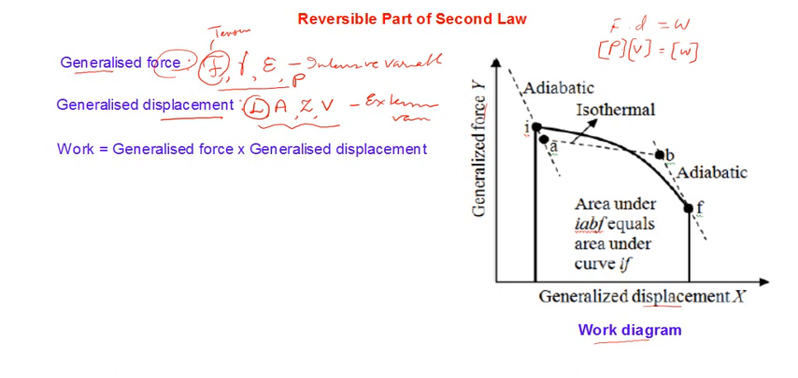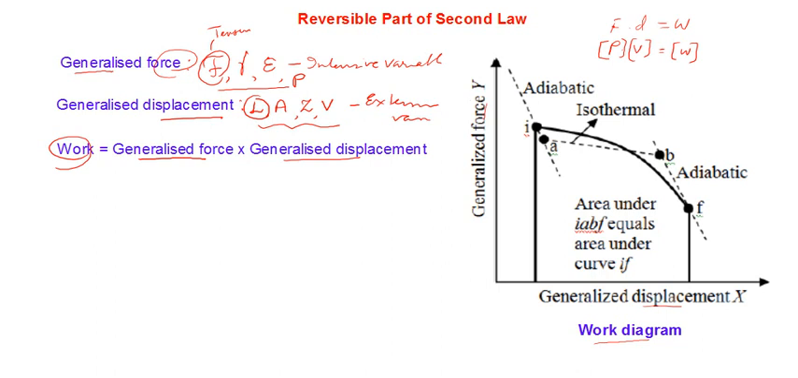And the criterion, as I have already mentioned, is that multiplying generalized force with the generalized displacement should always give you the work done during the process. So that is why we call it the work diagram. Hope that idea is clear. It's only for our convenience that we categorize the quantities into two categories, right? Okay, so that's fine, I think.